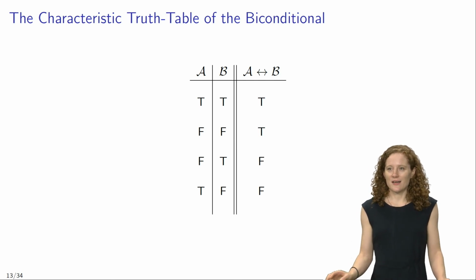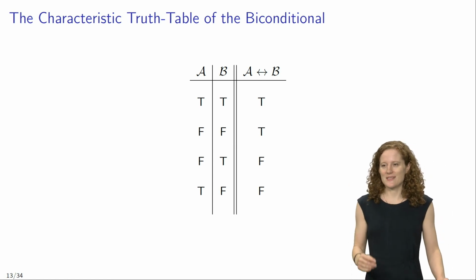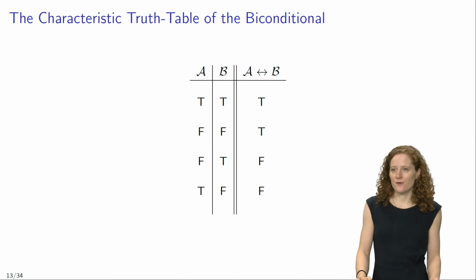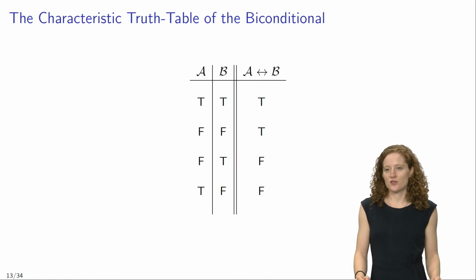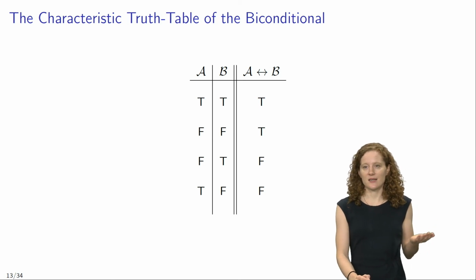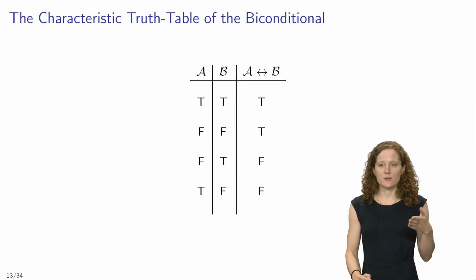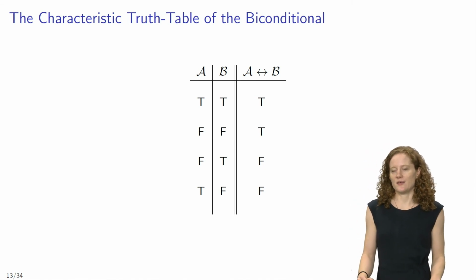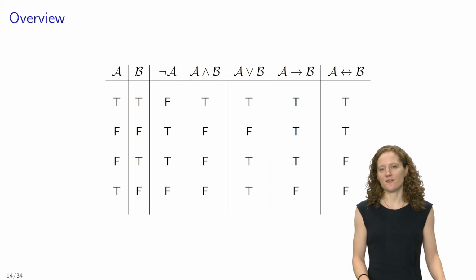Now let's finally look at the biconditional, A if and only if B, represented on top of our assessment column. What this truth table for the biconditional tells us is that A if and only if B is true just in case both A and B have the same truth value, meaning in case both A and B are true or both A and B are false. In the 2 cases in which A and B have different truth values, the biconditional A if and only if B is false.